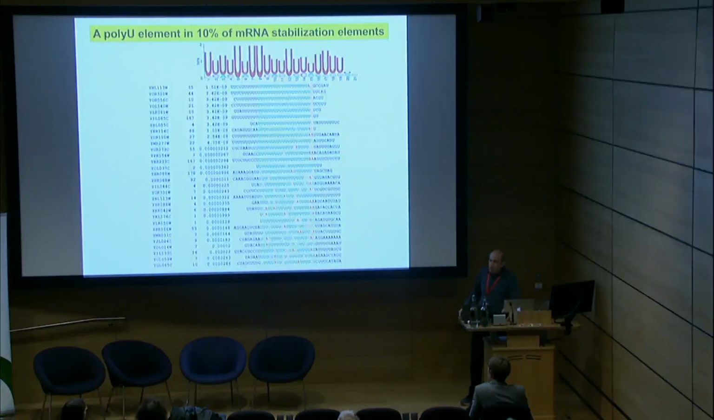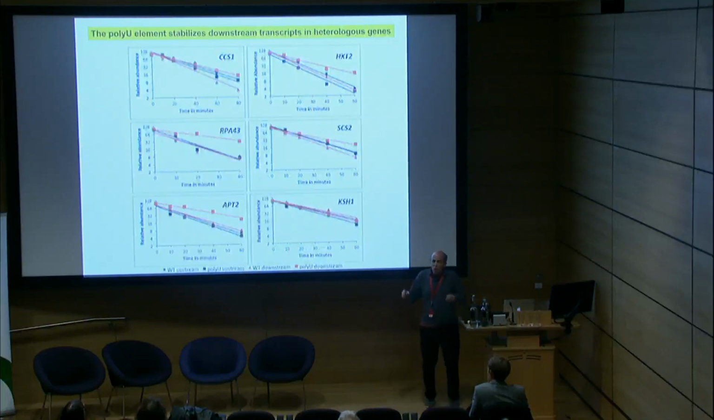To prove that this really is the stabilizing element, we did an experiment where we took several genes, actually 6 different genes, and in each gene we have 2 isoform clusters that have equal half-lives. We replaced the intervening region of that neutral sequence with a poly U element that was from one of our guys.